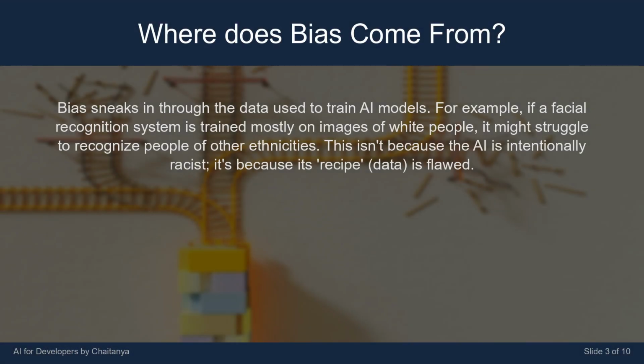Bias sneaks in through the data used to train AI models. For example, if a facial recognition system is trained mostly on images of white people, it might struggle to recognize people of other ethnicities. This isn't because the AI is intentionally racist. It's because its recipe data is flawed.